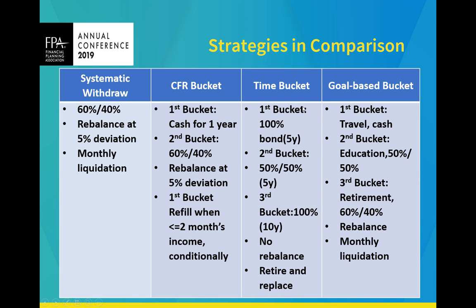And then we have a time bucket strategy here. Because this is more than a year, based on my analysis, I don't really see any negative cash. You will not see negative cash positions. Time bucket: first bucket 100% cash for 5 years, second bucket 50-50 for 3 years, third bucket just 100% equity, and then just let it be there. No rebalance, you just retire and replace it.